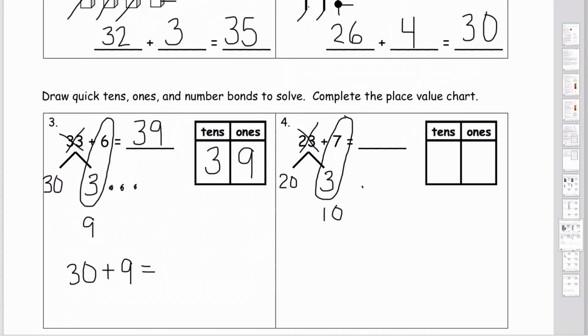Now, if I had 20 and I added 10 more, you should also know this one right in your head. 20 and 10 more makes, you bet, 30. Now again, if you did not know how to do that in your head, you could have drawn 10, 20 with quick tens, and then added 10 more, and that would give you 10, 20, 30. So 30 is the same as 3 tens and 0 ones.